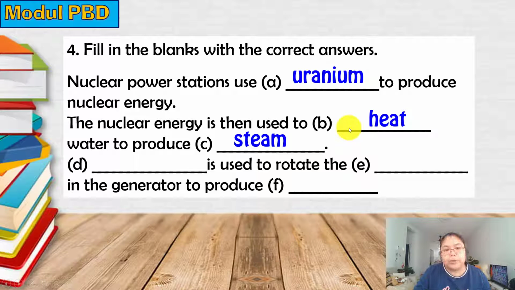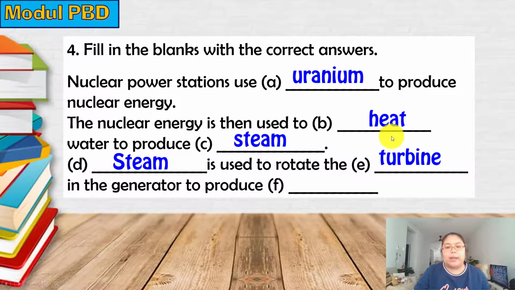Okay, after produce the steam, they're using the steam to rotate the turbine. Okay, when they rotate the turbine, that means they got kinetic energy. Then they generate to produce electricity. So this is the process for the power station. Okay, from starting until ending.